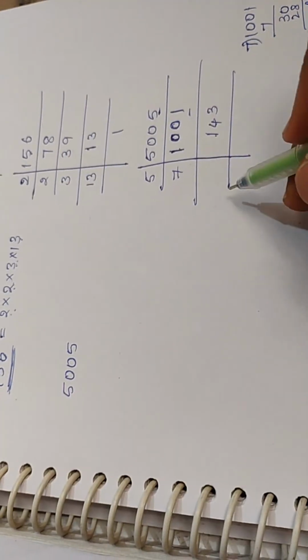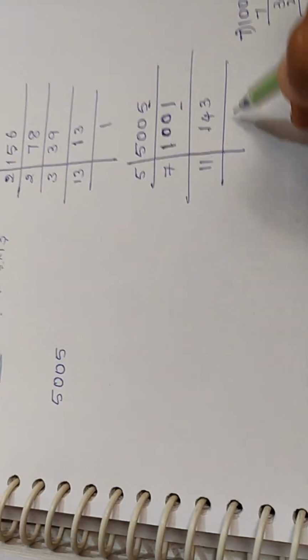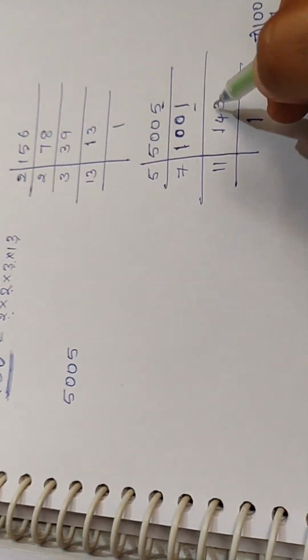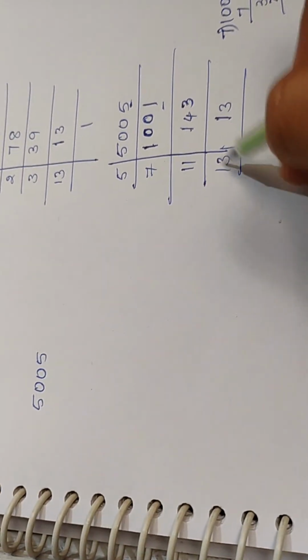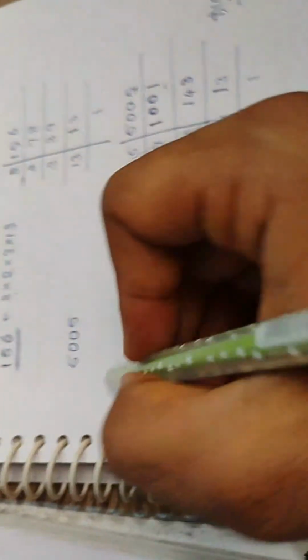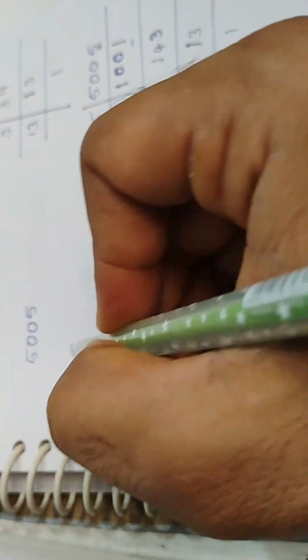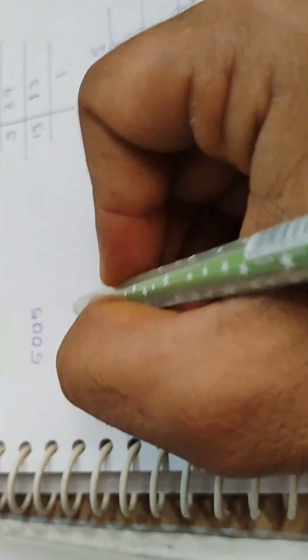7 8. Again which table? 11 table. 11 1 the 11. 11 3 the again 13. So look at 5005. We can also write 5 into 7 into 11 into 13.